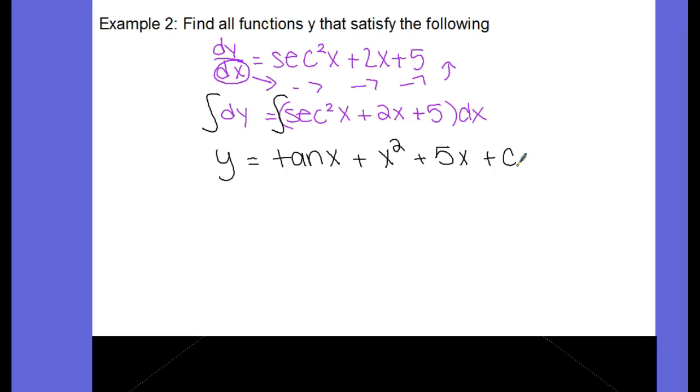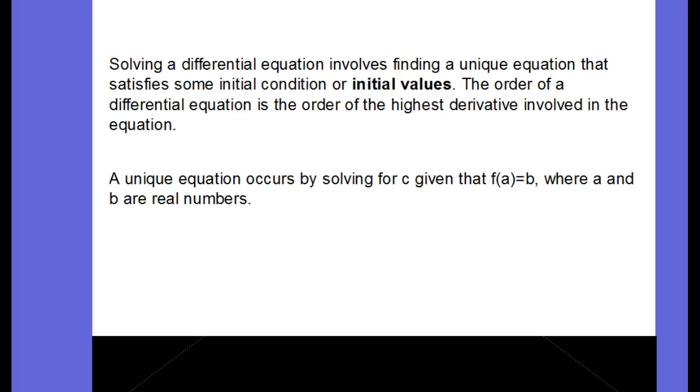So solving differential equations involves finding a unique equation that satisfies some initial condition. The order of a differential equation is the order of the highest derivative involved. A unique equation occurs by solving for C, given that f of A equals B, where A and B are real numbers. Holy moly, lots to go on.